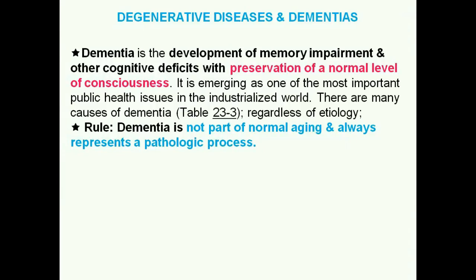Today we're going to talk about the degenerative diseases and dementias. Dementia is actually development of memory impairment and other cognitive deficits. That means you have memory loss more often than usual people do, with preservation of a normal level of consciousness.